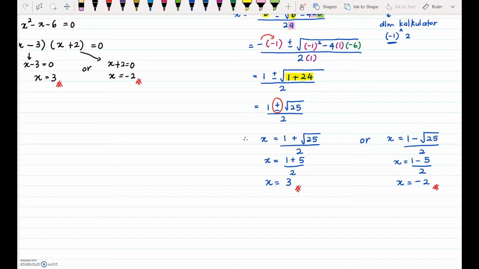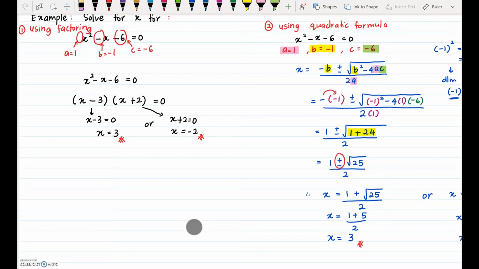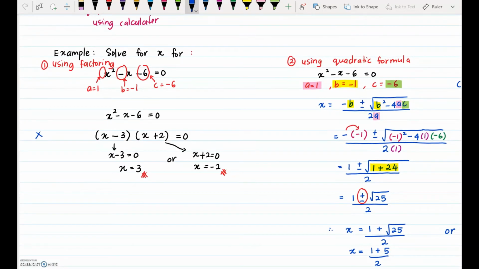Sometimes question tu dia memang minta, solve the following quadratic equations by using quadratic formula. So yang itu mesti kena guna formula. Tak boleh guna factorization ni. Sebab kalau guna factoring, walaupun jawapan betul, awak akan dapat kosong markah. Okay, so baca soalan betul-betul lah.